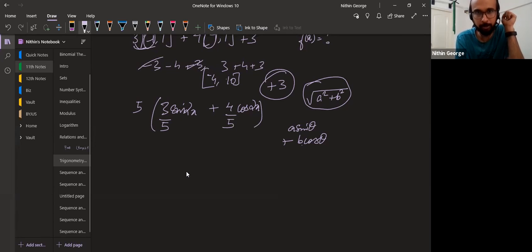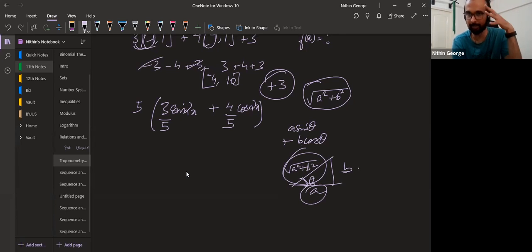Okay, why am I doing this? Once I divide by root of a square plus b square, you have some a and some b, and you make them the sides of the triangle. Then a by root a square plus b square is cos of this theta, and b by root a square plus b square will be sine of this angle that you're imagining inside your head. So 3 by 5, you write it as some cos alpha.